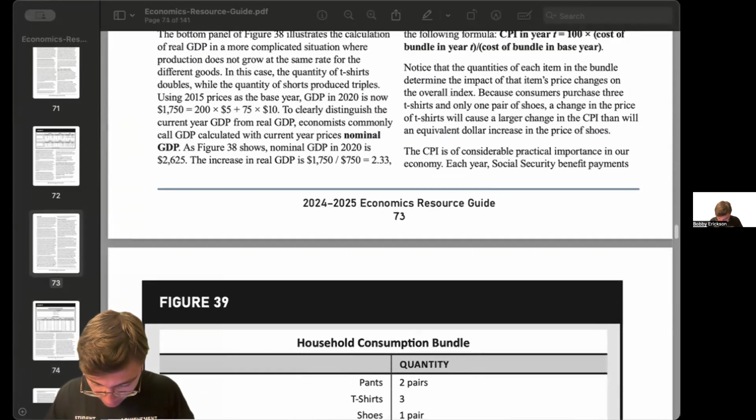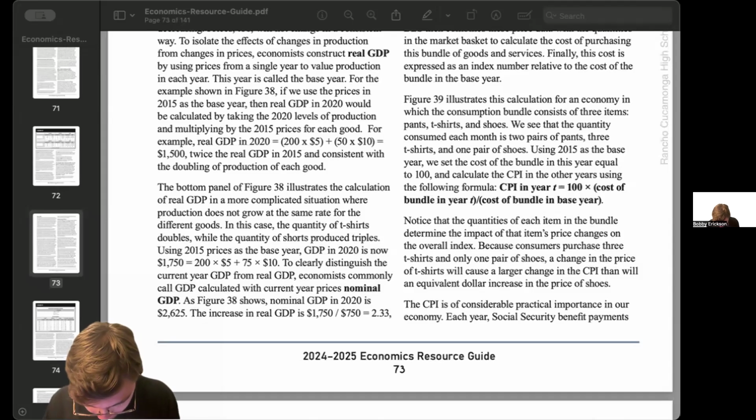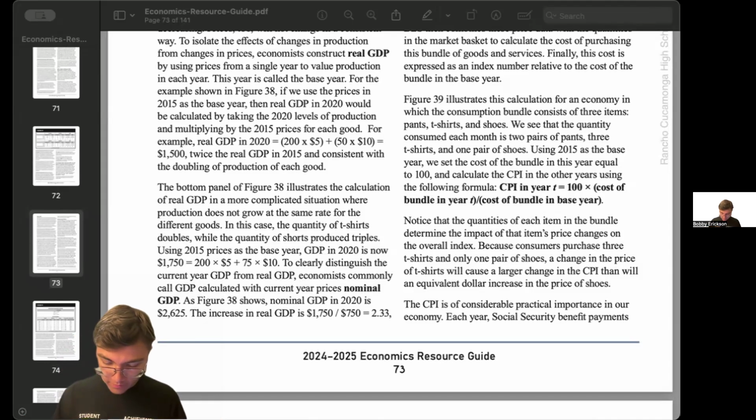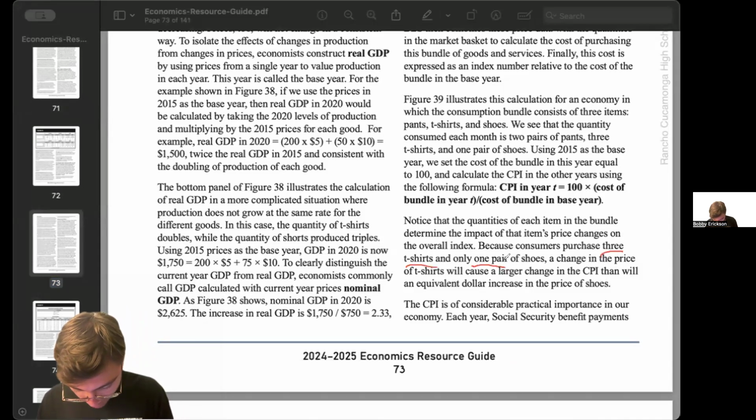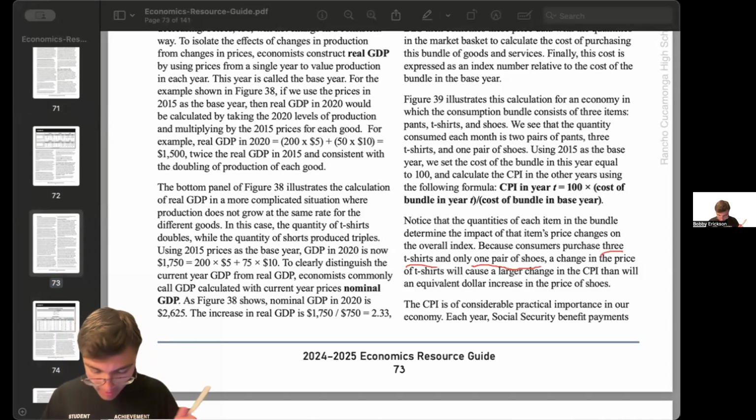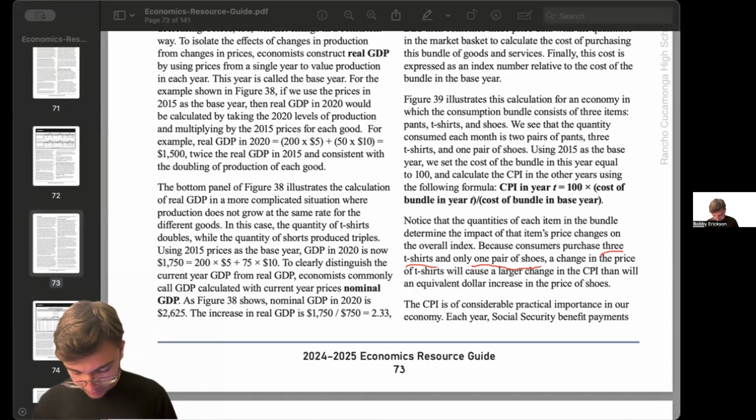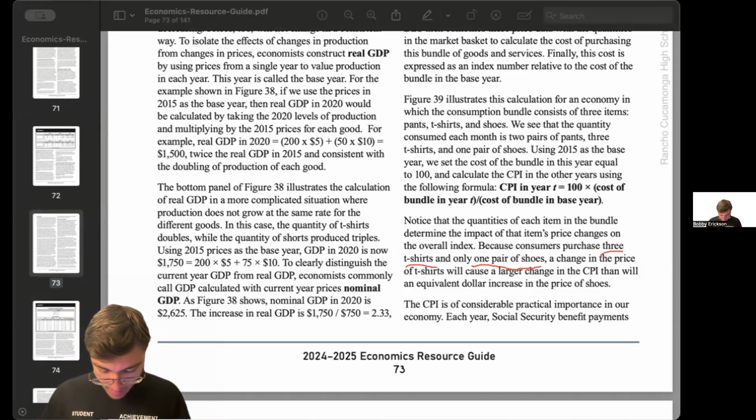Now, an important thing to note about CPI here is that the quantities of the bundle determine the impact of the price changes for each item in the overall index. So because there's a purchase of three t-shirts and one pair of shoes, the price of t-shirts causes a larger change in CPI than the equivalent dollar increase in the price of shoes.